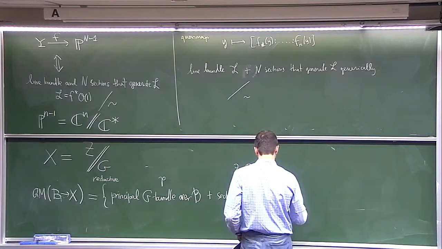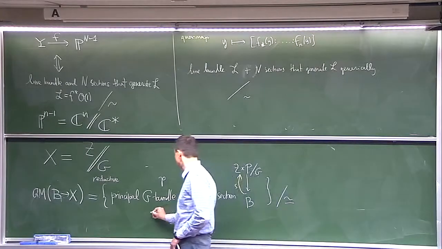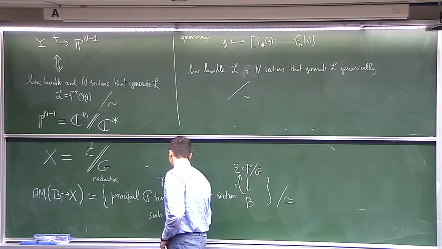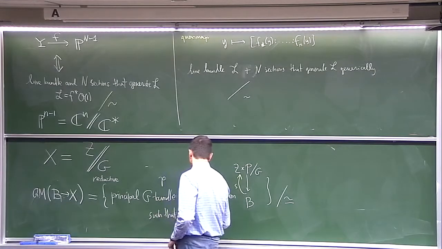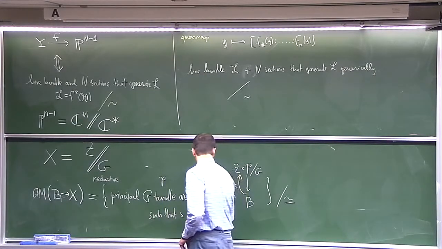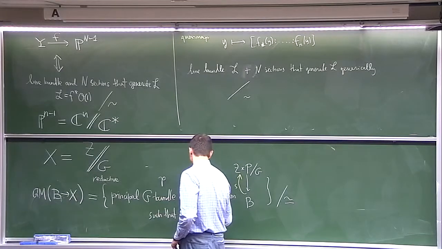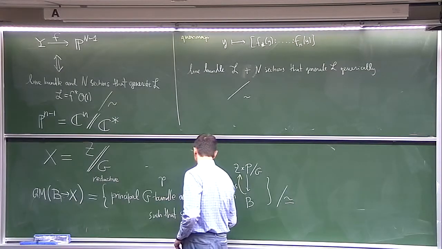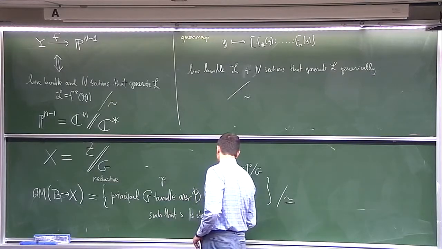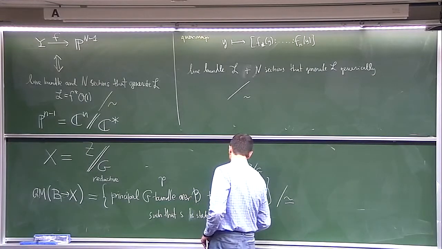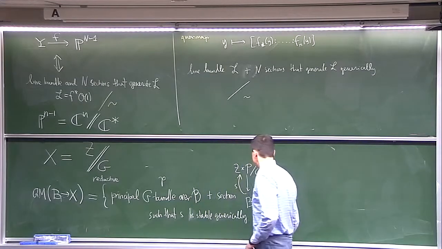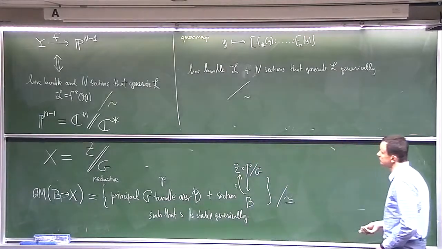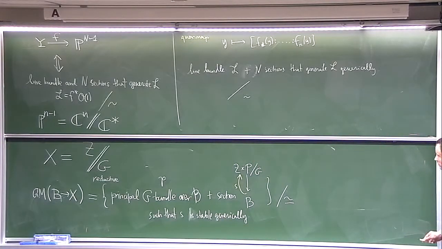And this is a moduli space, such that S length, S evaluates is stable, generic. And this is a notion, like I said, in gauge theory. This is a very familiar notion.